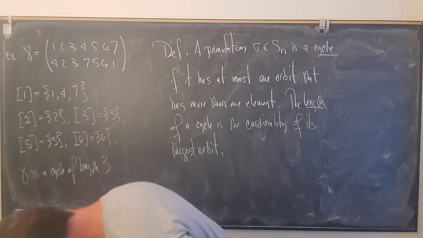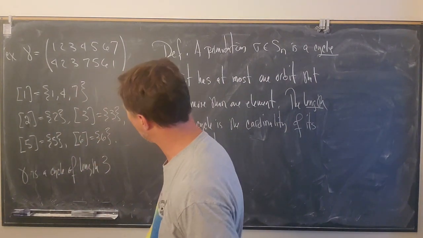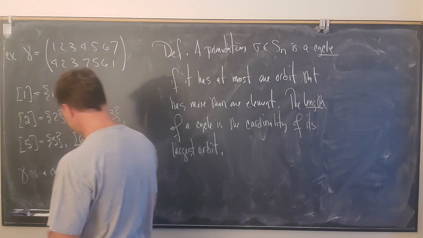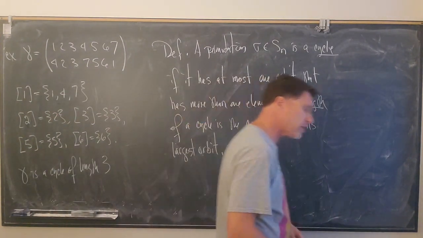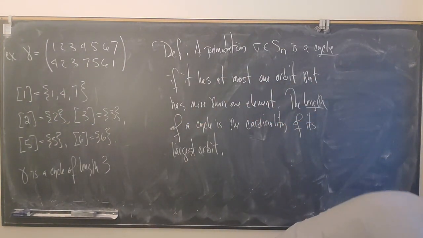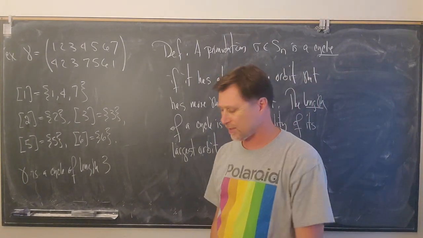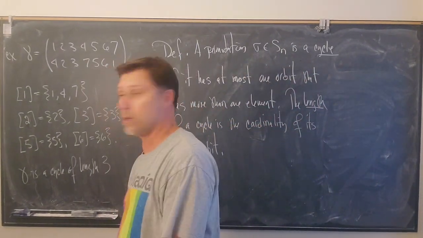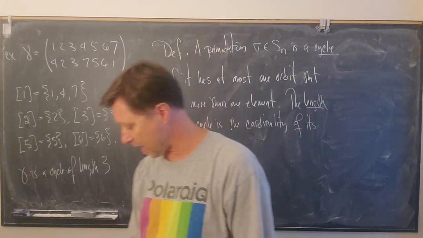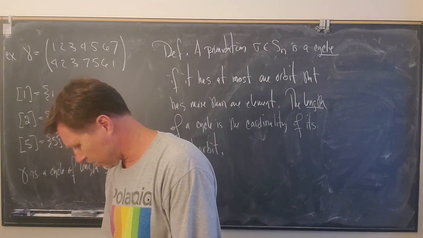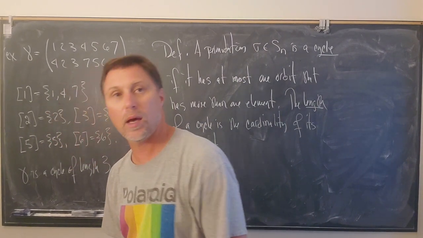Now, what this is going to allow us to do is to simplify the notation. This matrix notation for permutations is kind of clunky, right? I mean, you're basically having to write out the entire thing. You have to write out the entire domain.